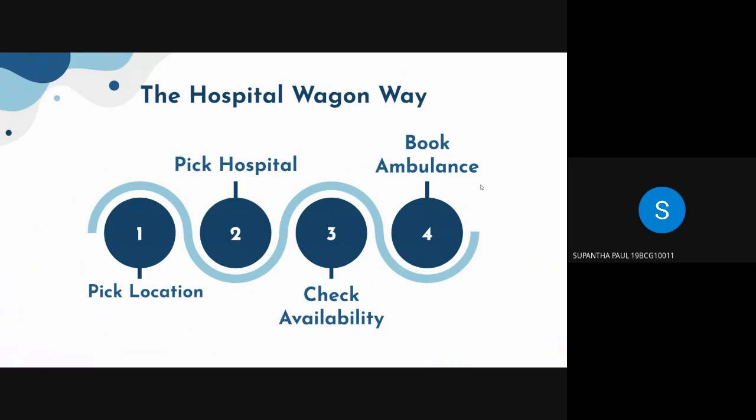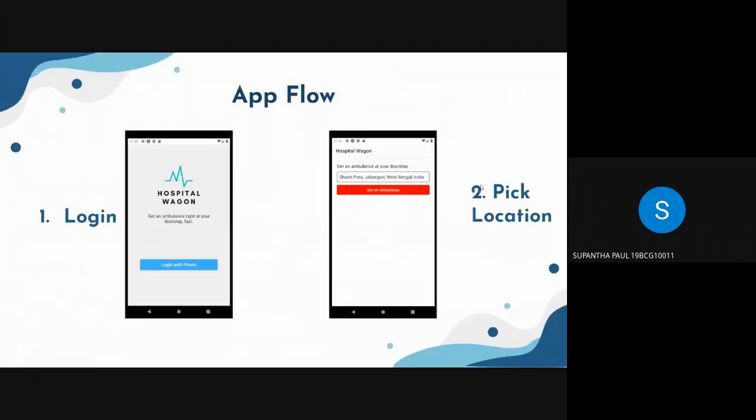So we pick a location, we pick a hospital, we check the availability of the ambulance and see what kinds of ambulances are available and which are suitable for us, and then we book that ambulance. So it streamlines the whole process. There are no manual phone calls, there is no talking over phones, there is no high volume of users that can affect our booking, and the process is streamlined.